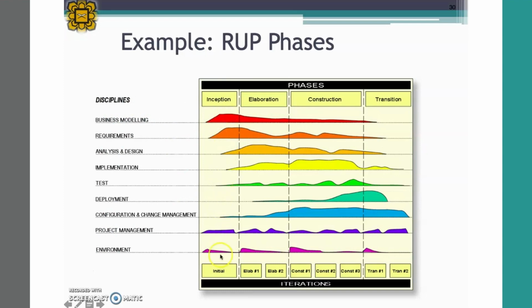Okay, you can see at the beginning, some of these activities are done in parallel but with different emphasis. For example, in the beginning, the business modeling is being executed, followed by requirements, but at the same time they also start with testing, but the effort is very minimal. So that means some of the activities can be done in parallel.